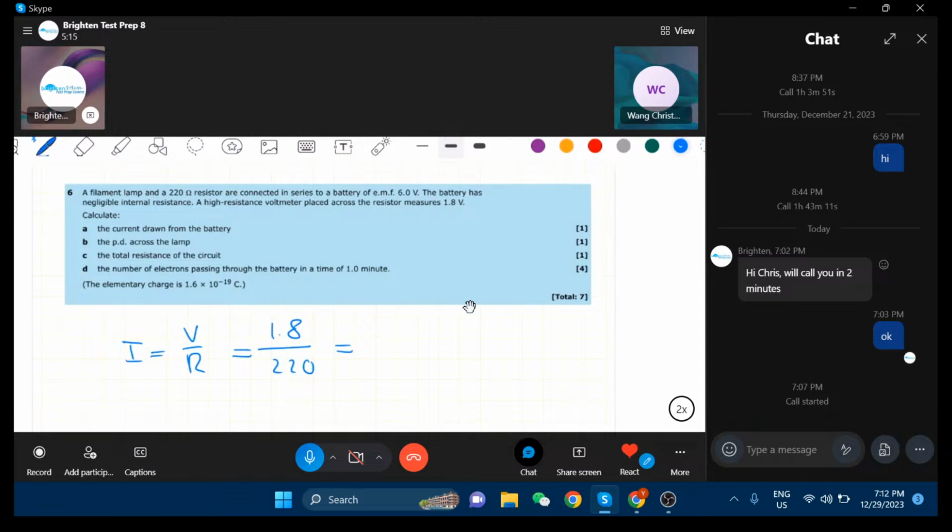Probably, I think it's supposed to be 6 over 220 because it's the current from the battery. Yeah, there's also a filament. Fair enough, but why not yet with the 6 volt? Why do we go for the 1.8? Because I just realized that there's also a filament lamp.